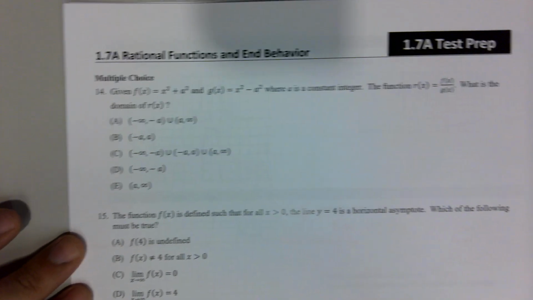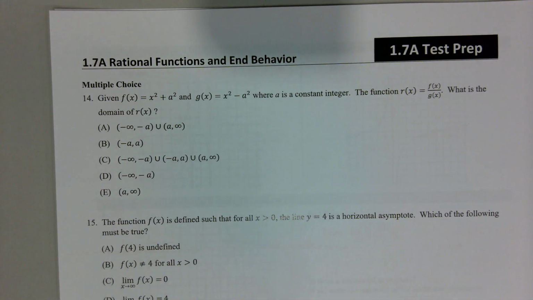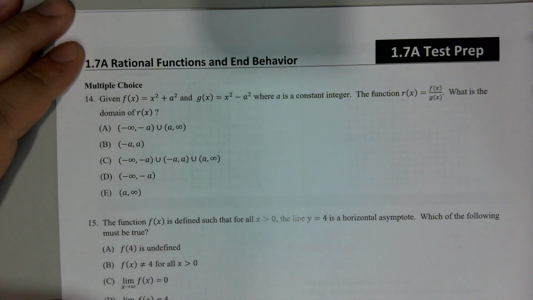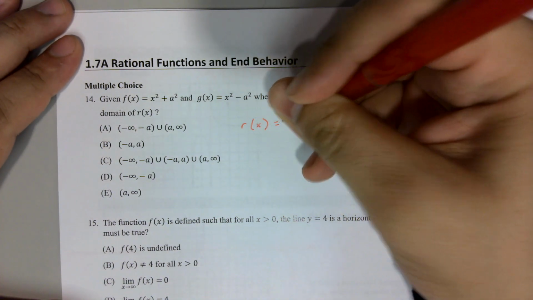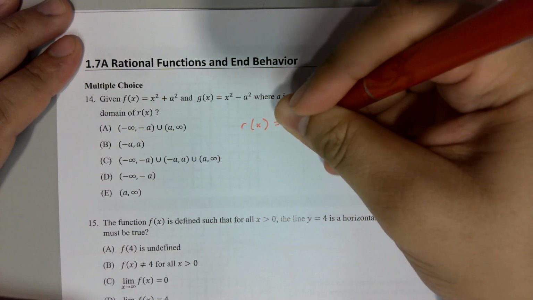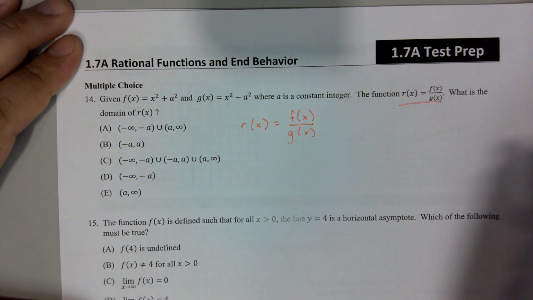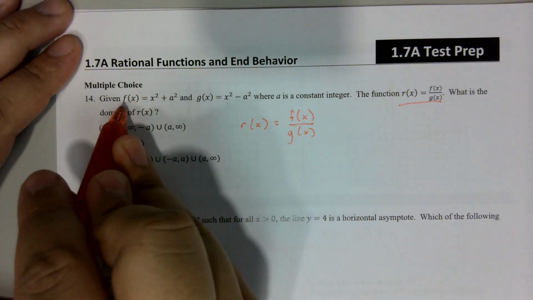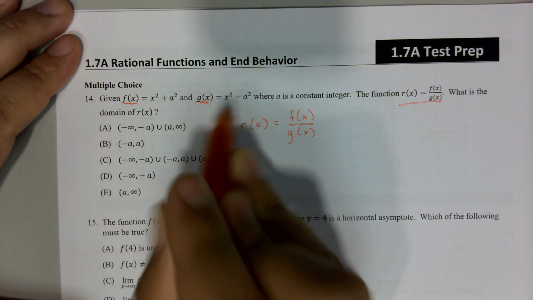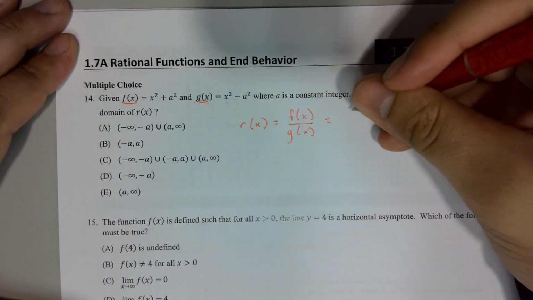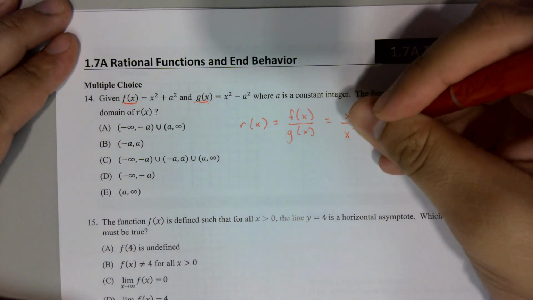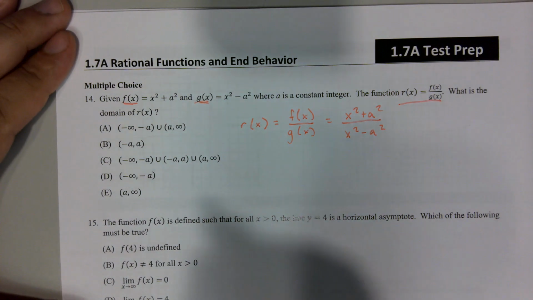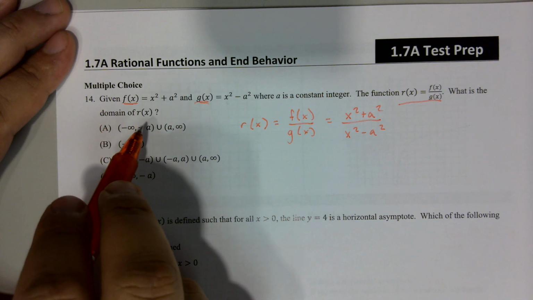So, lastly, let's look at the test prep questions. So for number 14, we have this function r of x is given by f of x divided by g of x. And we're given that f of x is equal to this and g of x is equal to that. So if we write that out, f of x is equal to x squared plus a squared, and g of x is given by x squared minus a squared. And we're trying to find the domain of r of x.